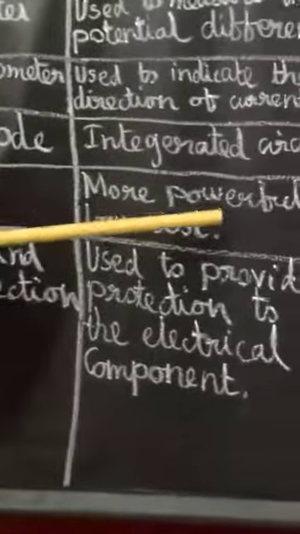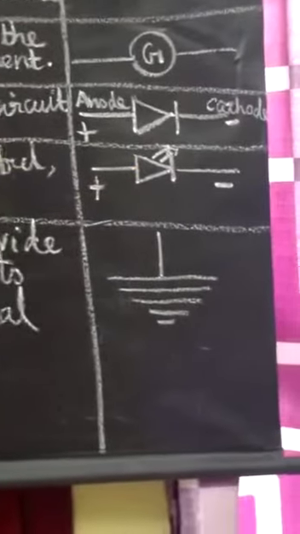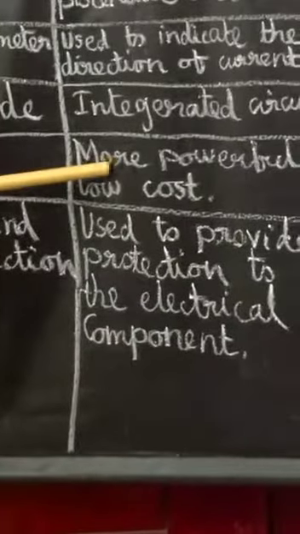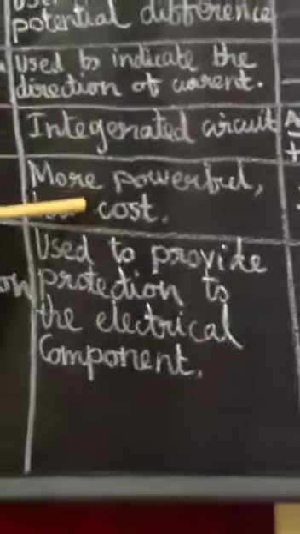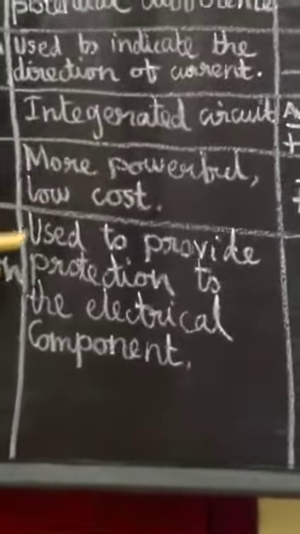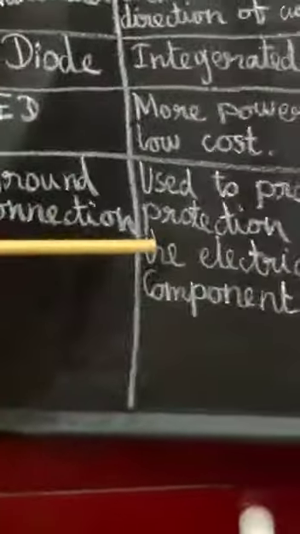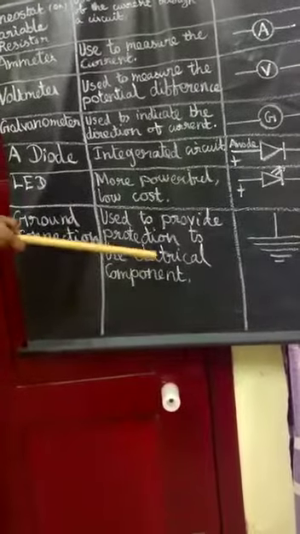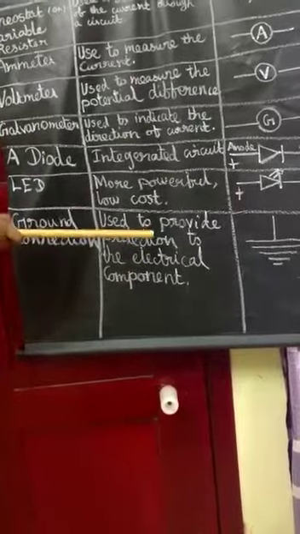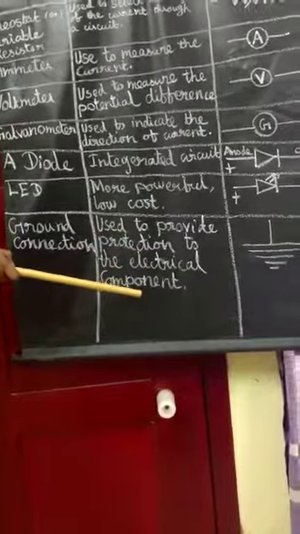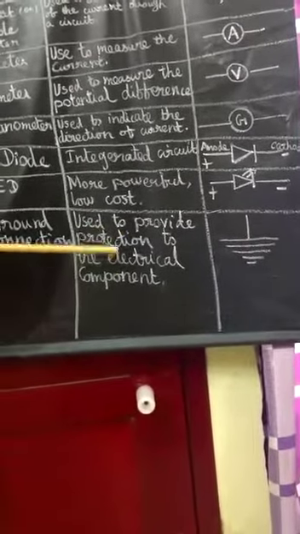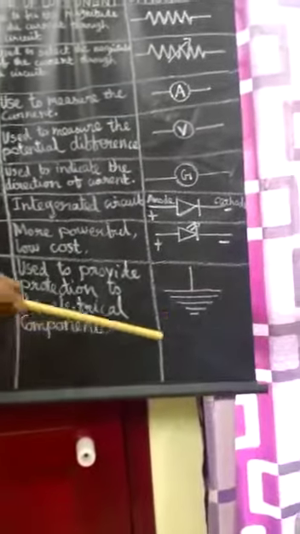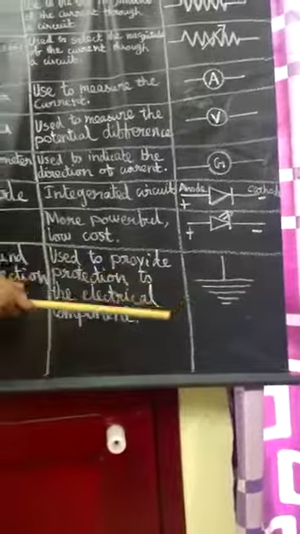LED is a light emitting diode. This is the symbol of LED. It is very important: it is more powerful and low cost. Sometimes questions on the advantages of LED are given in the question paper, 2 mark or 4 mark questions. The next one, ground connection. Lastly, ground connection. Suppose a higher voltage is applied to electrical components like a refrigerator or TV, the ground connection protects the component, avoids earthing conditions and avoids damage to your electrical components. This is the symbol of ground connection. Thank you, students.